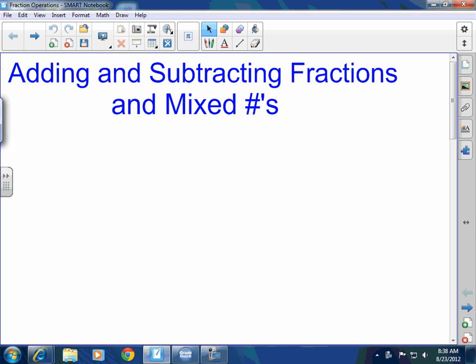Okay, guys, today we're going to be talking about adding and subtracting fractions and mixed numbers. This is very important. A lot of you have been exposed to this before, but sometimes you have gaps. So hopefully we can fill in all those gaps and really help you out.